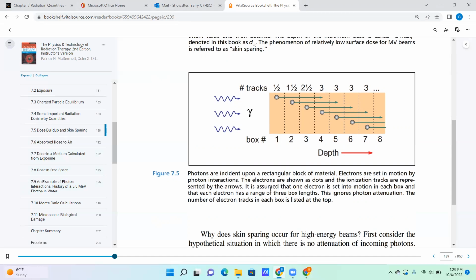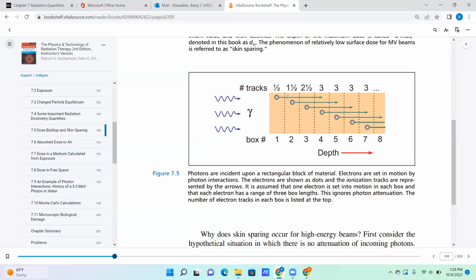It is assumed that one electron is set into motion in each box, and that each electron has a range of 3 box lengths. So in other words, you start here and it goes 1, 2, 3, and over. Same thing for this one, goes 1, 2, 3, and over, so on and so forth, all the way down. And this ignores photon attenuation. The number of electron tracks in each box is listed at the top. So you can see here, you've got a track that goes through half of this particular block. That's why they put the 1/2 up here.